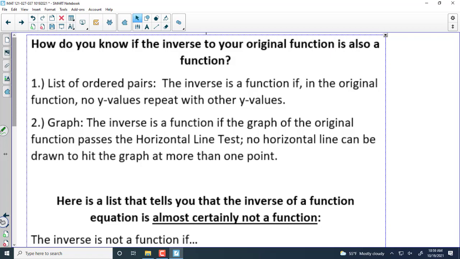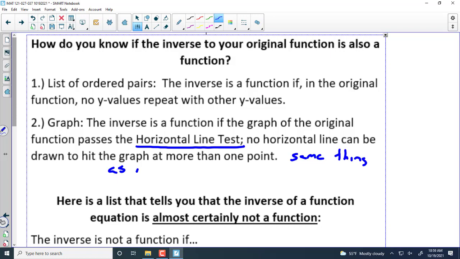Graph. And we're going to practice these things, everyone. The inverse is a function if the graph of the original function passes what we call the horizontal line test. Brand new, everyone. This is the first time I've mentioned it. Horizontal line test. In other words, no horizontal line can be drawn to hit the graph at more than one point. This is actually the same thing as no repeated y values. Just one way is an ordered pair way of looking at it, the other way is a graphical way of looking at it. But these two ideas are connected.